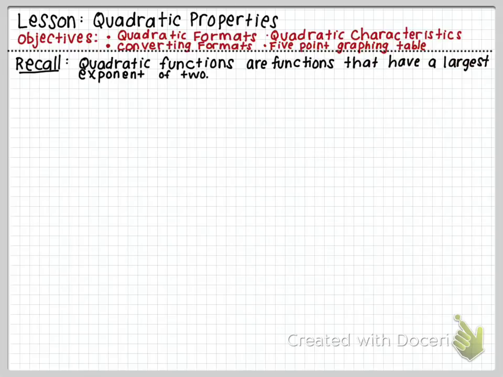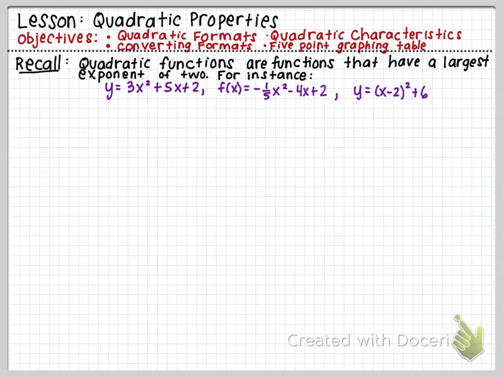All right, so remember that quadratic functions are functions that have a largest exponent of 2. So let's look at some examples. For instance, those 3 equations have an exponent of 2, the largest exponent of 2. So see, you have x squared. That squared term is always involved in a quadratic function. That's what makes a quadratic function a quadratic, is that exponent of 2.